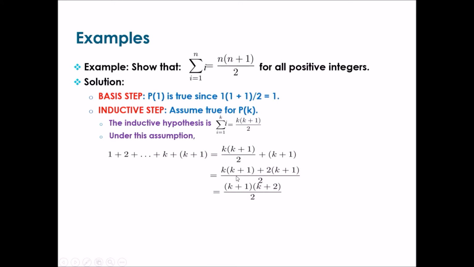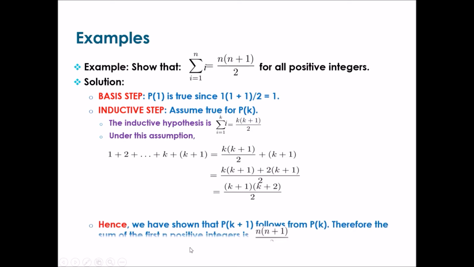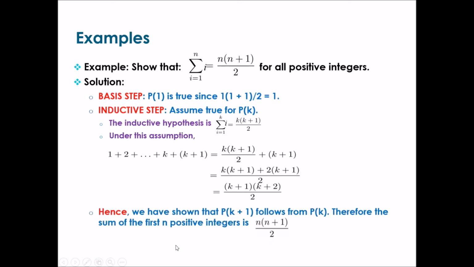So we have k times (k plus 1) plus 2 times (k plus 1), and that can be written as (k plus 1) taking k plus 1 common from both the terms. We have k plus 1 outside and inside we have k plus 2, and k plus 2 can be written as k plus 1 plus 1. So this implies, because we used the fact that P(k) is true, that if P(k) is true then P(k plus 1) is also true, and this implies P(n).